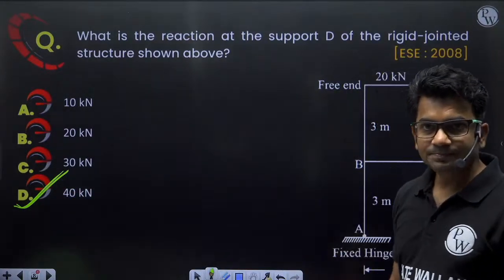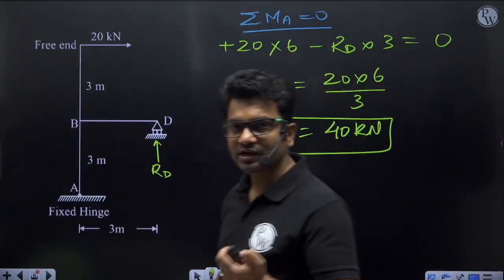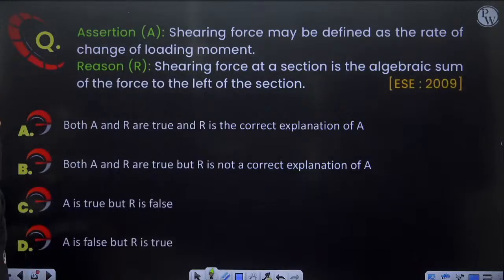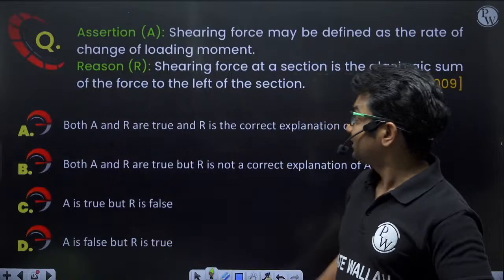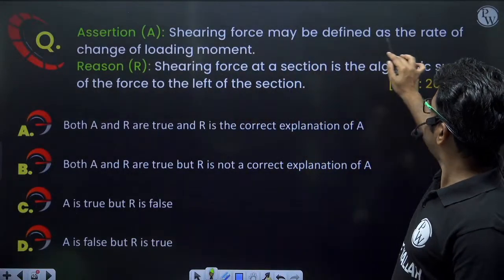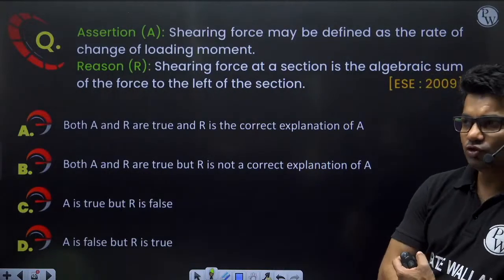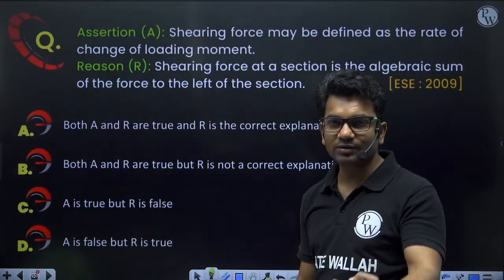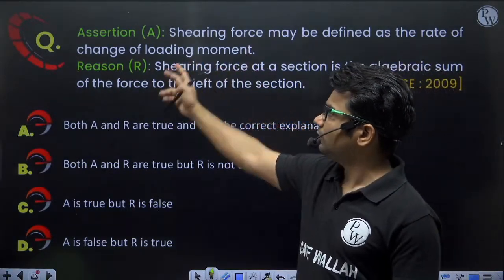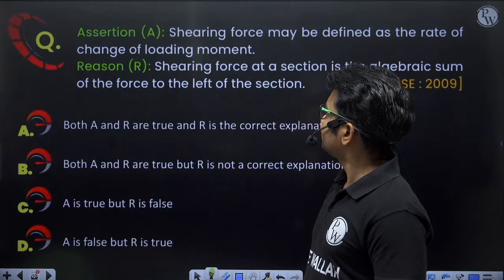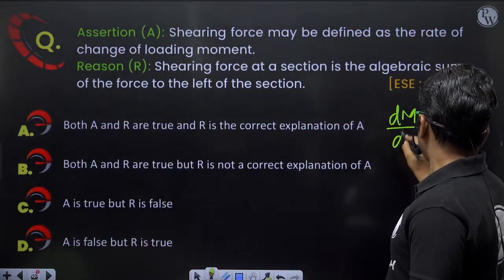Is it clear? Okay, I hope this is clear. Let's move on to the next question. The next question is an assertion reason question. Assertion: shearing force may be defined as the rate of change of loading moment. A loading moment or bending moment we can consider the same thing, because that moment is coming because of loading only. So shear force is defined as the rate of change of bending moment or loading moment.